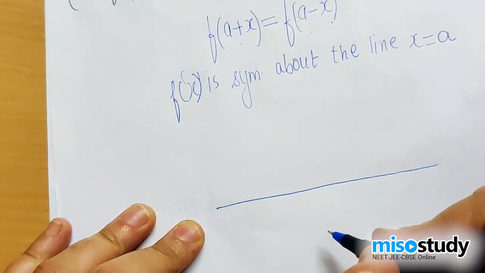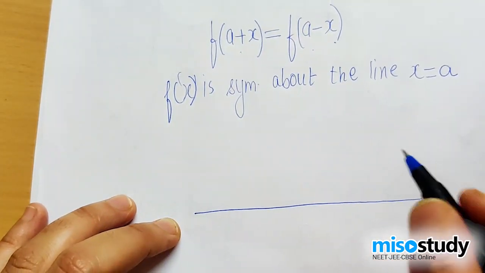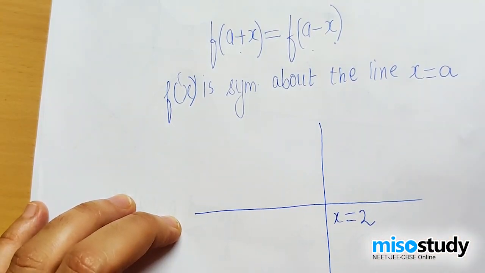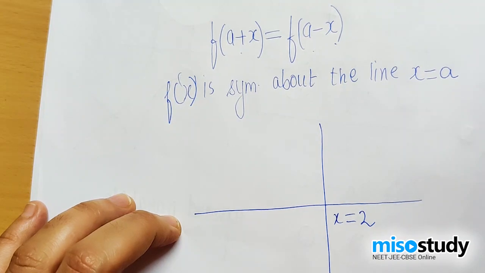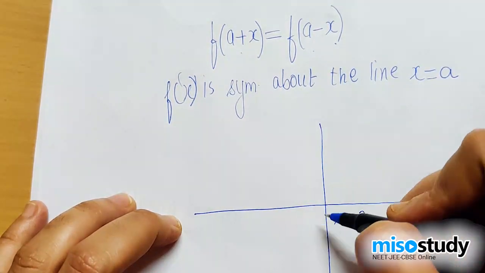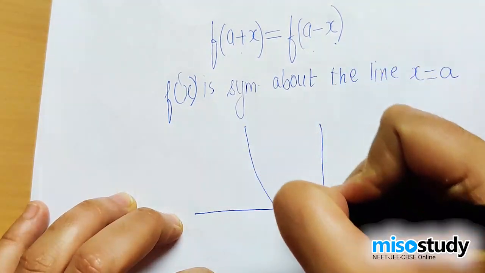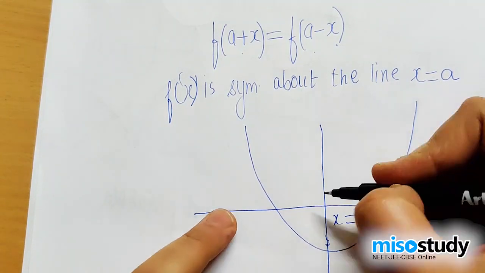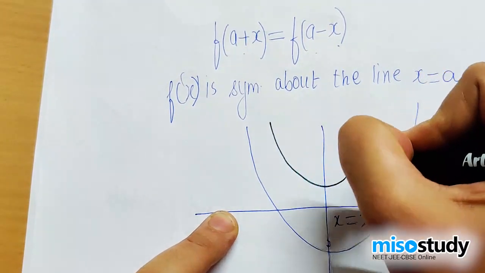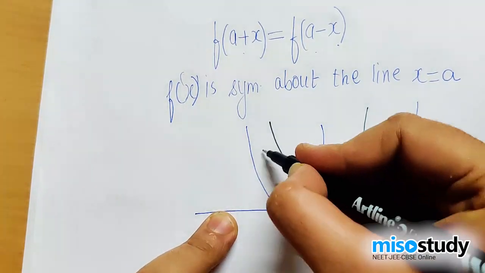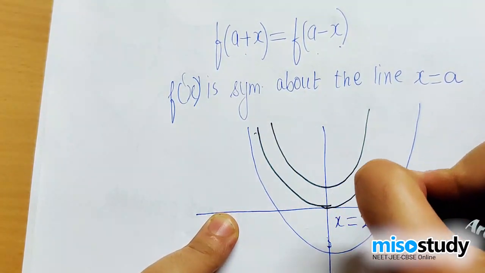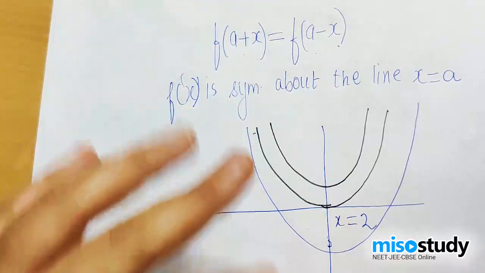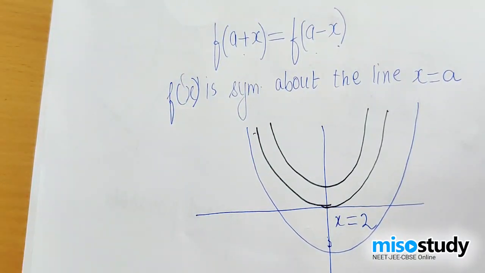Let's say this is the x-axis and this is the line x is equal to 2. Now as given in the question, our graph is symmetrical about this line. That means it can be either this way, because it's not mentioned whether it has real roots or no real roots, or it can be this way, or it can be this way also. The three cases can be there. It can be completely upward, it can be touching the x-axis, or it can be cutting the x-axis.